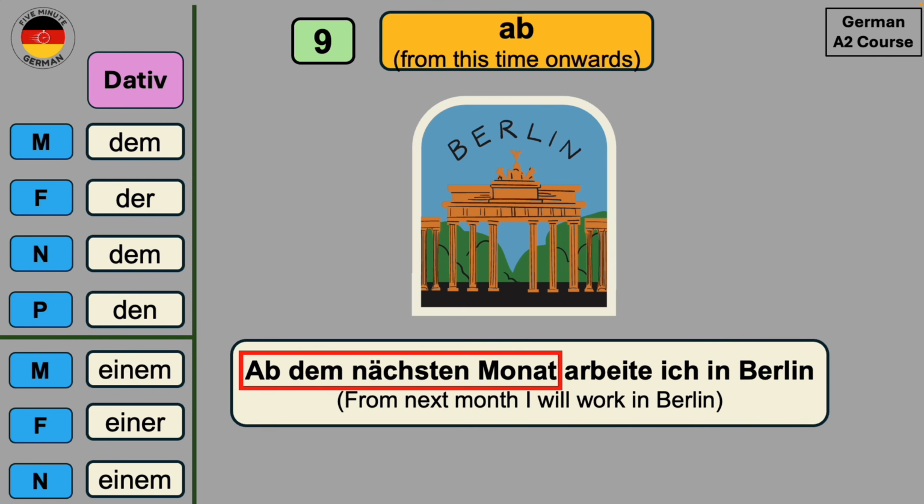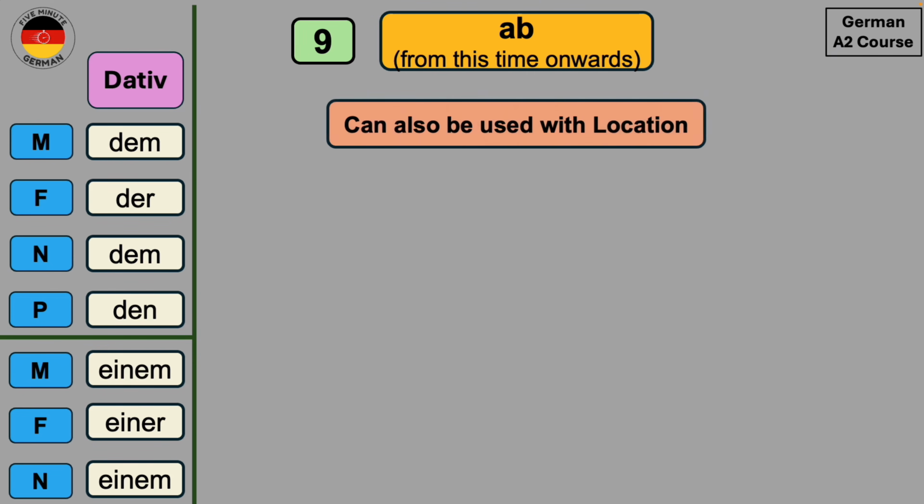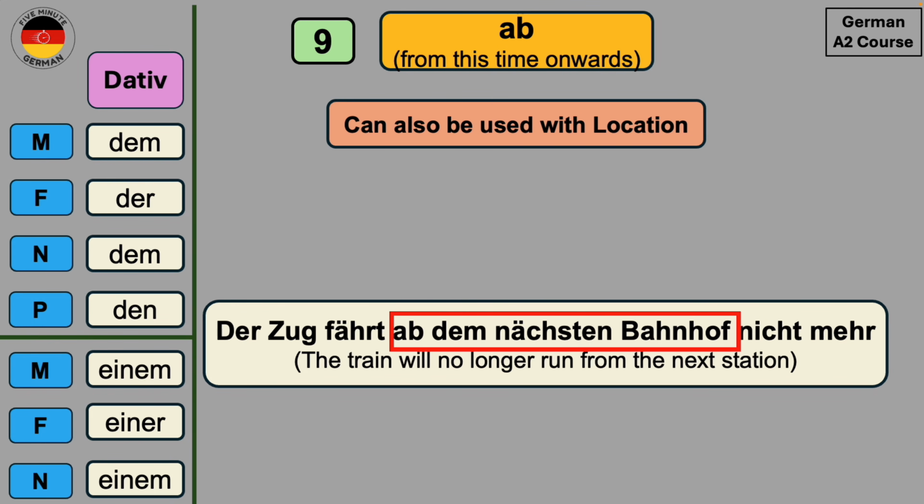Now we can also use ab with locations as well. So for example, we can say Der Zug fährt ab dem nächsten Bahnhof nicht mehr. The train will no longer run from the next station. So this is also a use of ab. However, it is more commonly used with time. So this was ab.